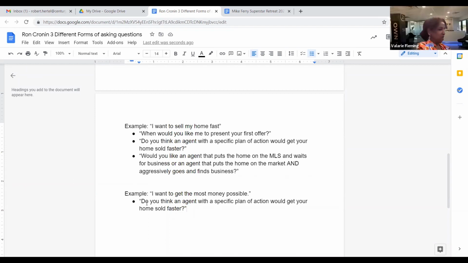When you say A or B, are you meaning yes or no and open-ended? No. So there's three different types of questions. There's open-ended, and then there's yes or no, meaning that the response is yes or no. A or B questions are options. An example of an A or B question is, would you like an agent that puts the home on the MLS and waits for business, or an agent that puts the home on the market and aggressively goes and finds business? So I'm giving them two options. Which agent would you like?